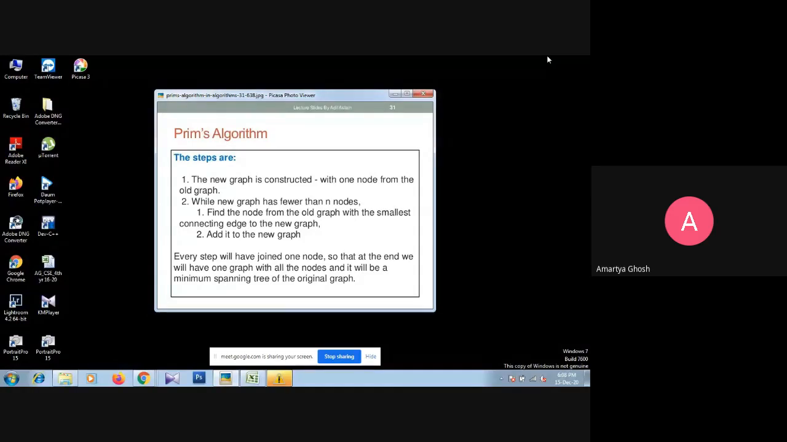Then find the node from the old graph with the smallest connecting edge to the new graph. So that means we start from a particular node and then we have to choose an edge, that means the smallest weighted edge.